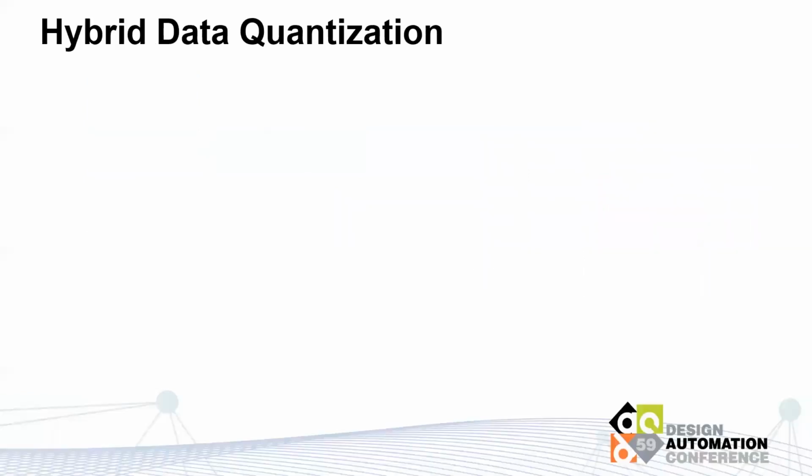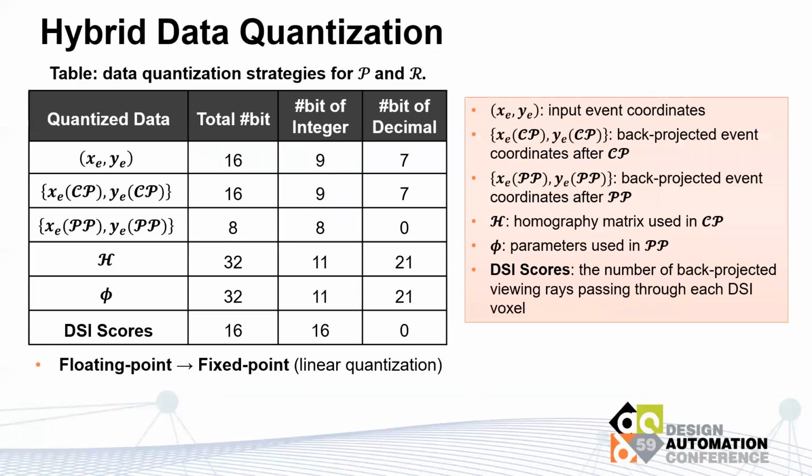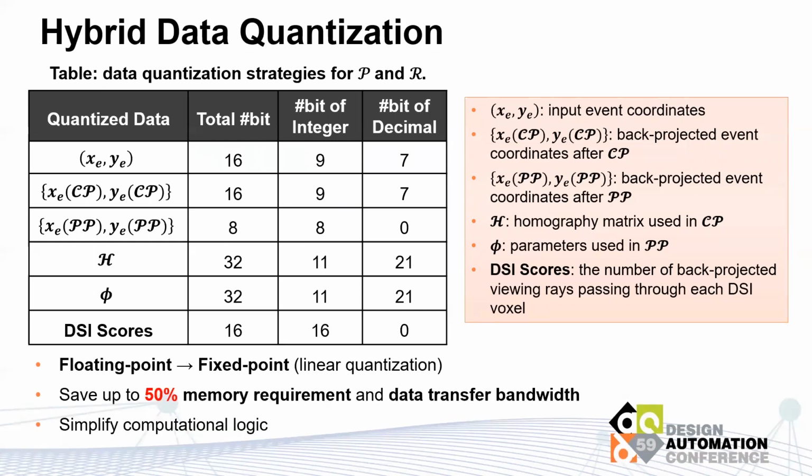And the third optimization approach is hybrid data quantization. Most data involved in the EMVS data flow are represented in floating point format. We convert them to fixed point formats. For event coordinates in different projection stages, we adopt a hybrid quantization strategy to guarantee accuracy. The parameters and DSI scores are also quantized. In this way, up to 50% of memory requirement and data transfer bandwidth are saved. The computational logic on FPGA is also simplified.